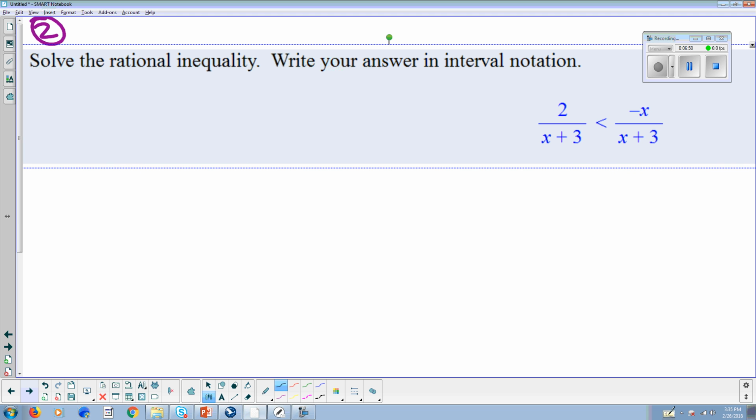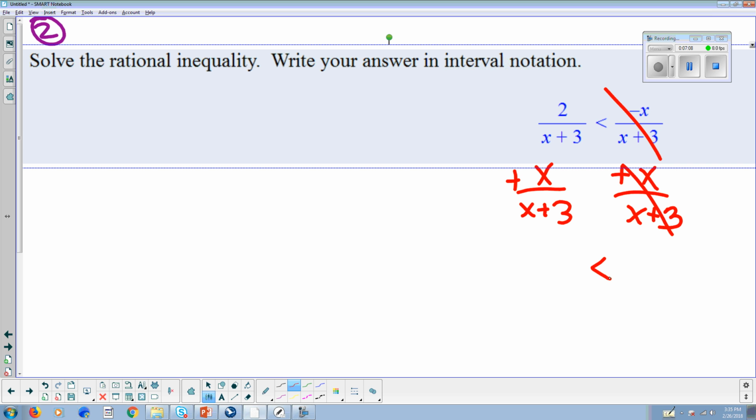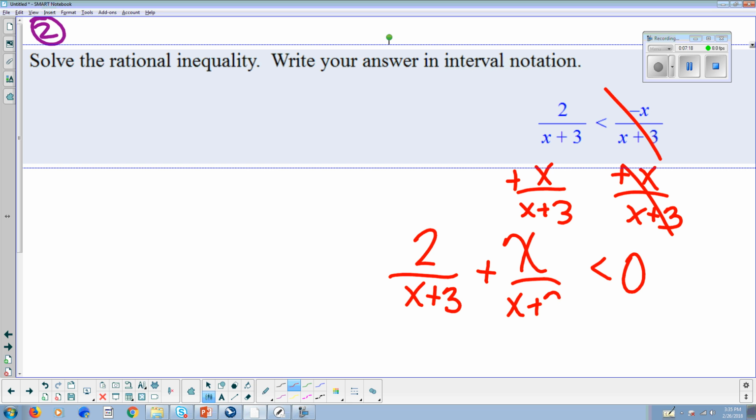Example 2. Step 1 is to set the inequality equal to 0. So what I'm going to do is add x over x plus 3 to both sides. So that cancels it on the right side, giving me my 0. And that gives me 2 over x plus 3 plus x over x plus 3. And then I notice that I have common denominators. X plus 3 is the same denominator.